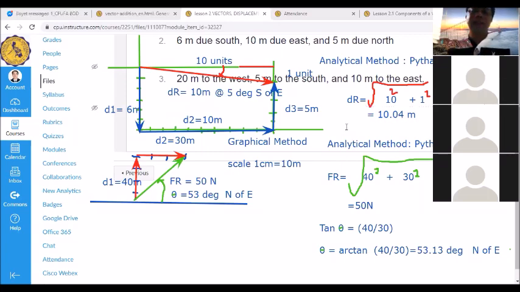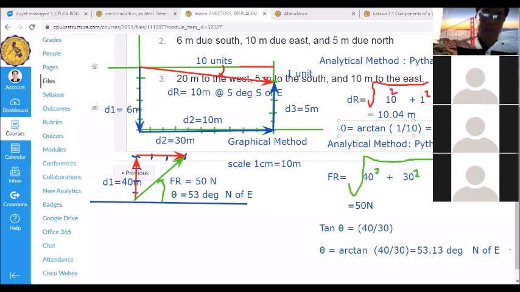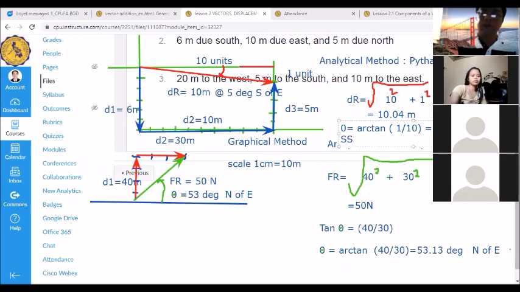Now, then last is the angle, no? So angle theta, we will use the arc tangent. So theta is the arc tan of, you'll notice this is the opposite side, the 1. The value 1 is the opposite, and 10 is the adjacent side. And that gives us how many degrees, guys? 5.71, sir. 5.71 degrees, south of east.